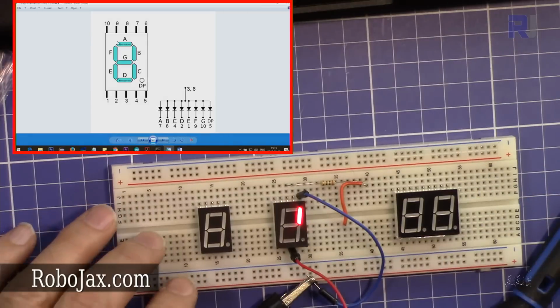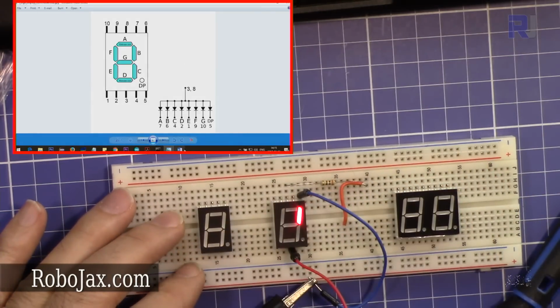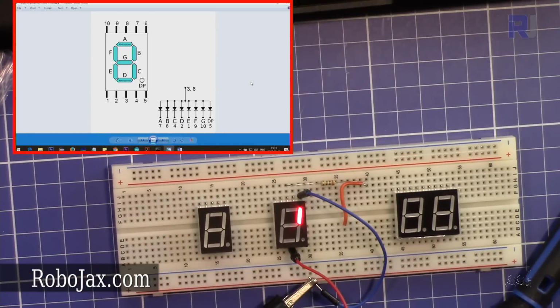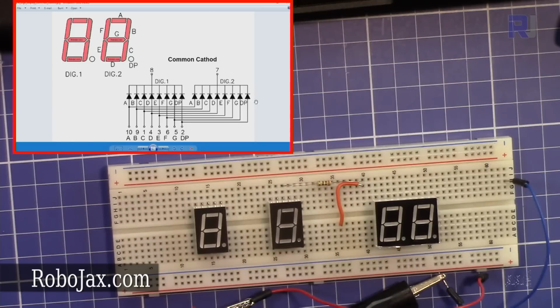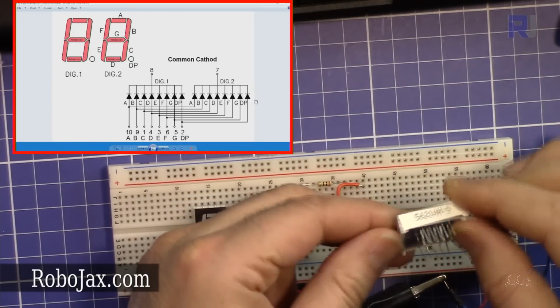Okay, so then I'm gonna tell you if your voltage is not properly adjusted. I'm gonna give you the explanation on how to calculate that. Okay, now let's look at the 2-digit common cathode LED 7-segment display.